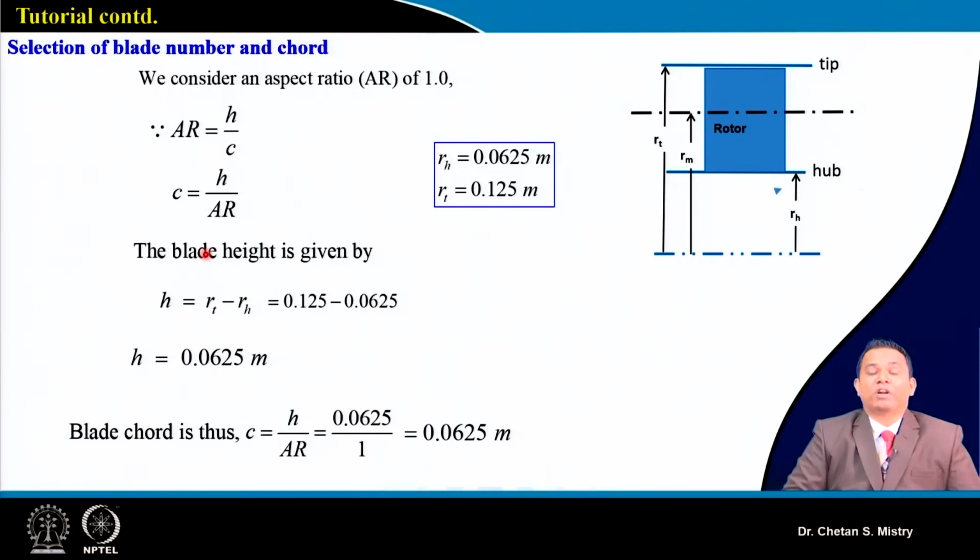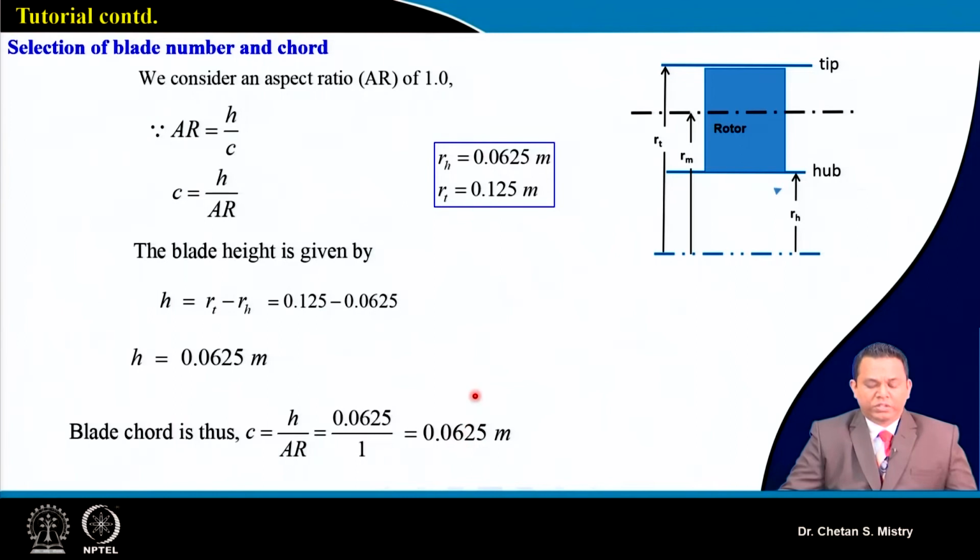Okay, because it is not handling large mass flow rate, and that's the reason why we are looking for aspect ratio in the range of 1. We are also looking in terms of structural consideration. So let's assume the aspect ratio to be 1. If we take our aspect ratio to be 1, my height of the blade comes to 0.0625 meter, and the chord of the blade is 0.0625 meter.